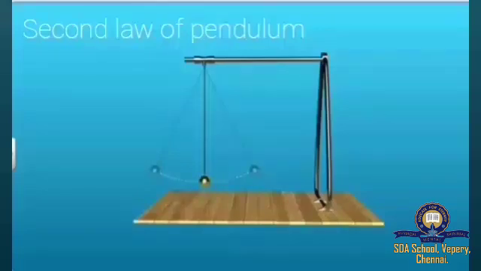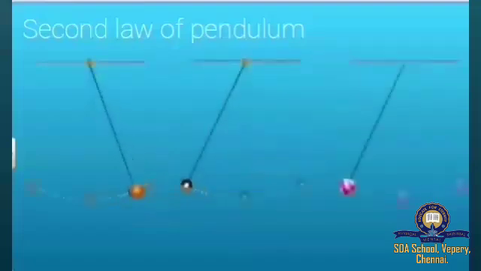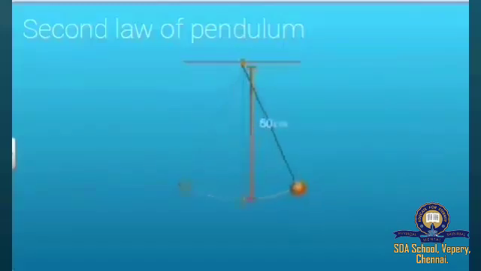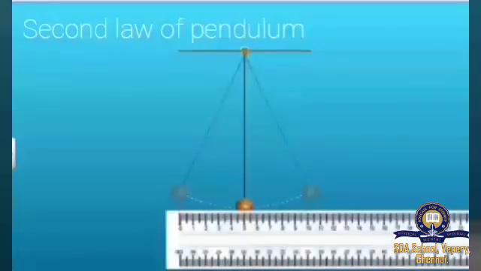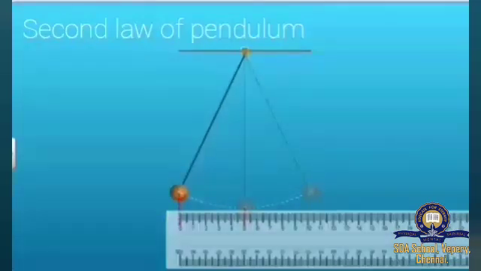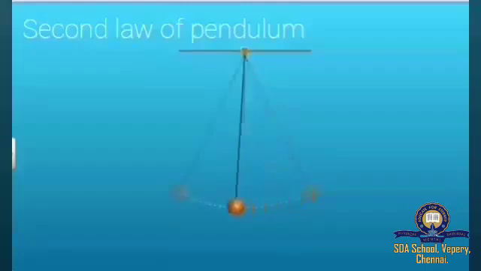Let us verify the second law of the simple pendulum. Take 3 bobs of different masses and different materials. Set up a simple pendulum with the first bob of fixed length, say 50 cm. Choose any amplitude, say 5 cm, and pull the bob to 5 cm. Now release the bob and make it oscillate.